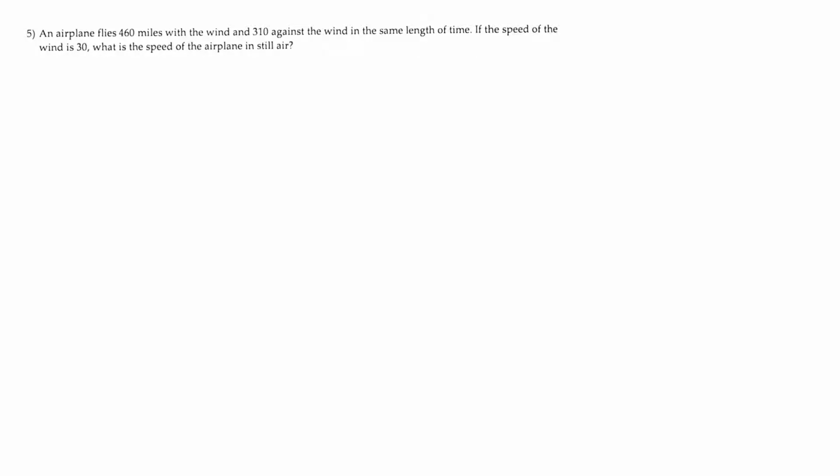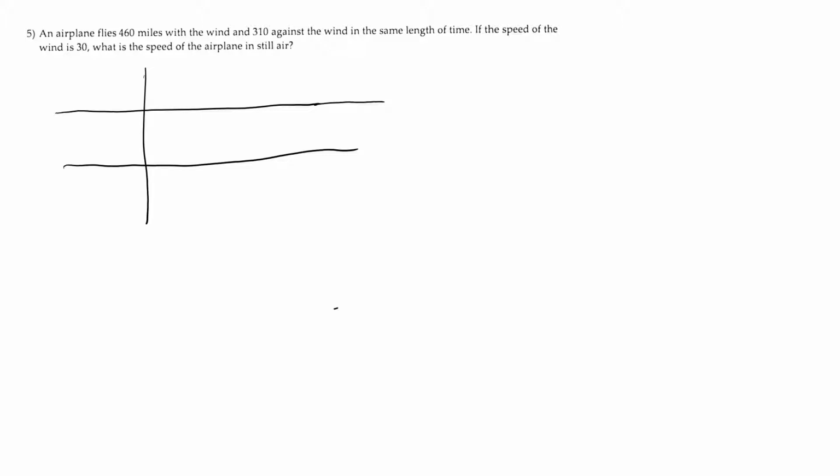Alright, so here we have a motion problem. So the first thing I want to do is create a table which will have a distance column, a rate column, and a time column. And this problem deals with an airplane flying with the wind and against the wind. So one row I will title with the wind.